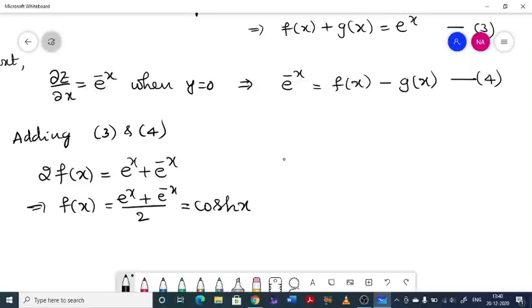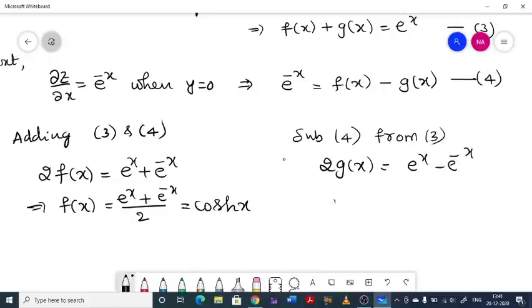Now, subtracting equation 4 from equation 3. Sorry, from this you have to subtract this. Subtract 4 from 3. Okay, f of x minus f of x gets cancelled. You get 2 times g of x equal to e power x minus e power minus x. So that implies g of x equal to e power x minus e power minus x by 2. That is sin hyperbolic x.